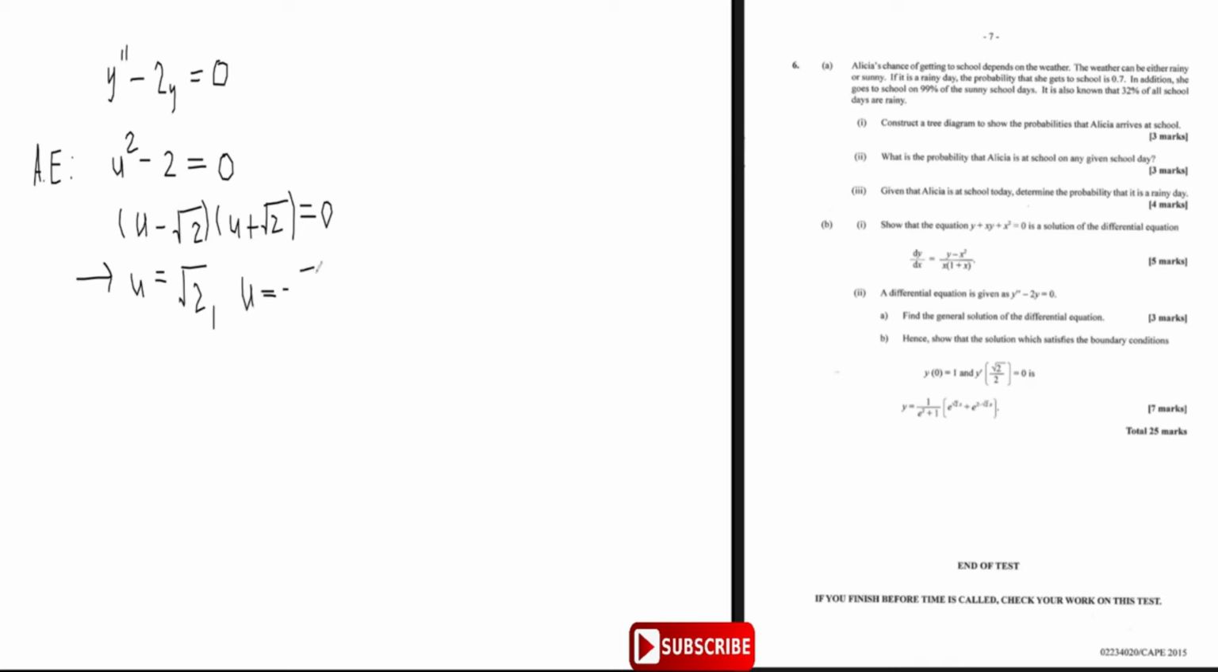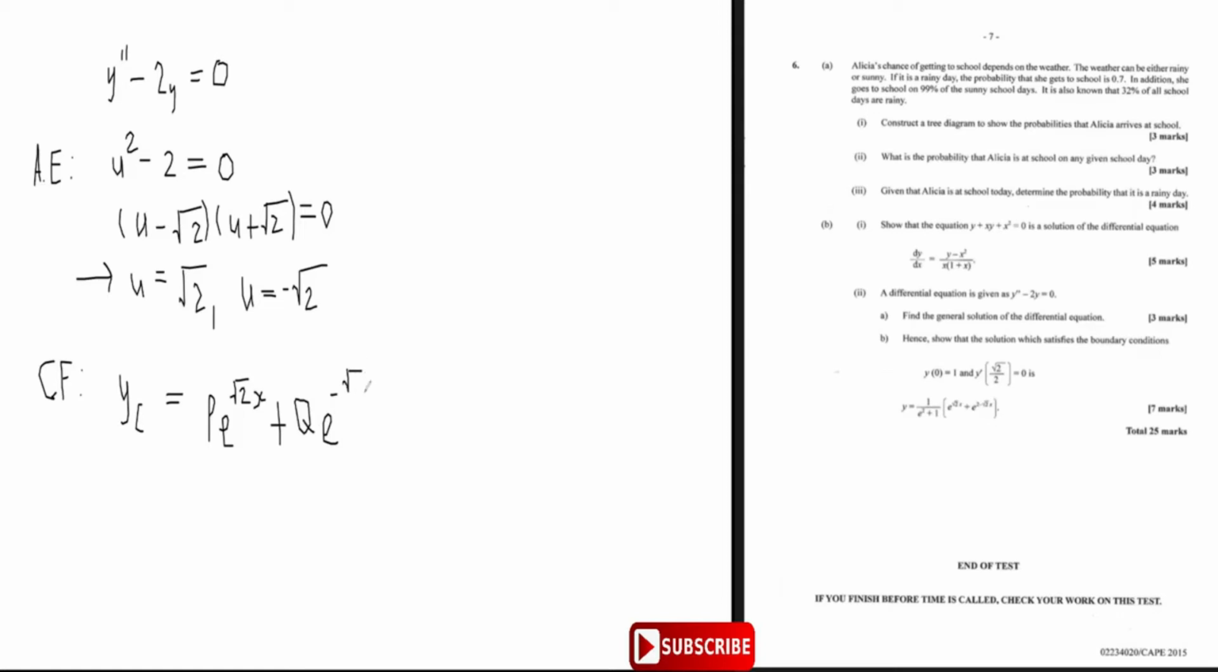Because it has two different, unique roots, the general solution, which will give us our complementary function, I like to call it yc. yc is equal to p e to the root 2x plus q e to the minus root 2x.